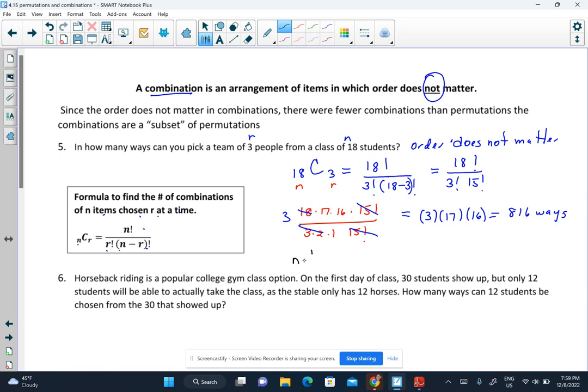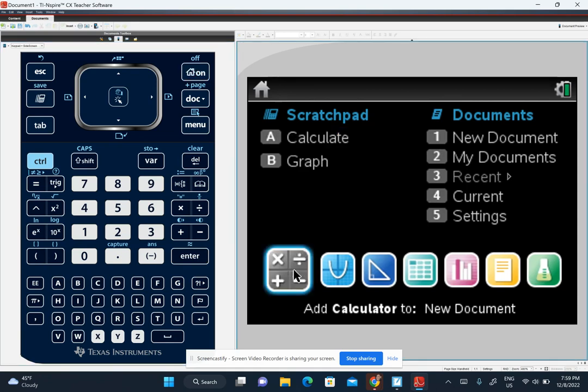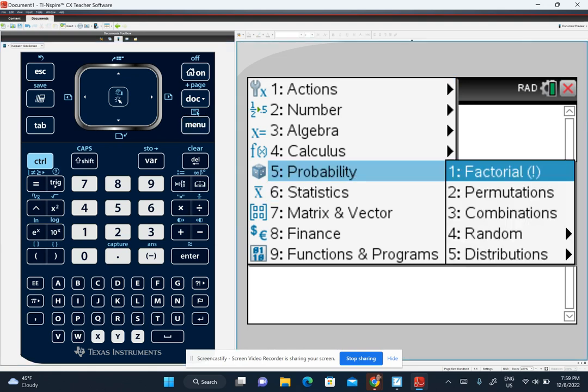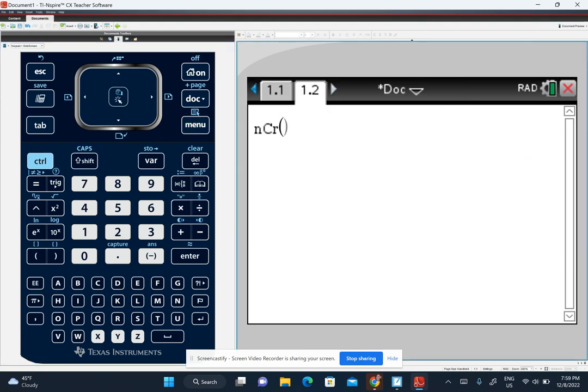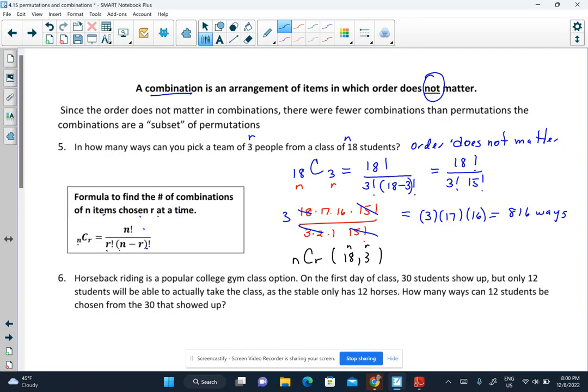In your calculator, there's a command nCr, and in the parentheses you would put the parameters, in this case 18, comma, 3. So this is n, this is r. So we would go into our calculator. I'm just going to start a new calculator page so it's a little easier for you to see. You would do menu, probability, combinations in this case, because order does not matter. And you would do 18 comma 3, and you get the same answer, but a lot faster.